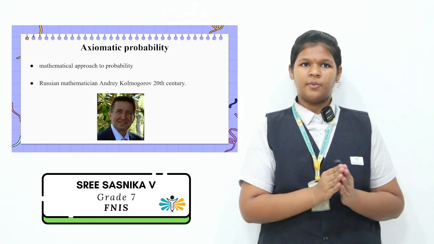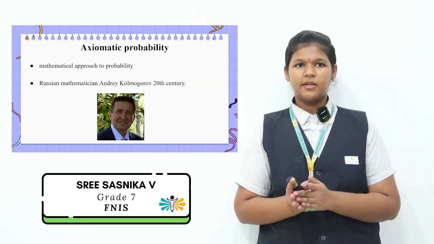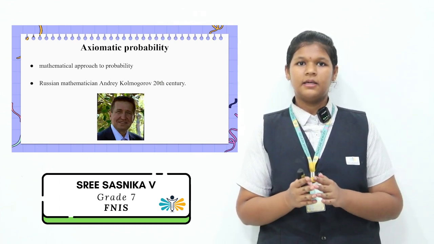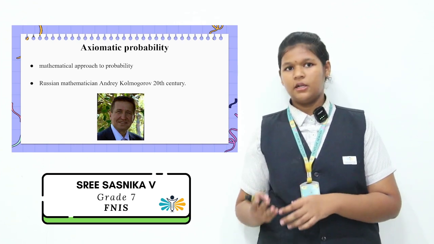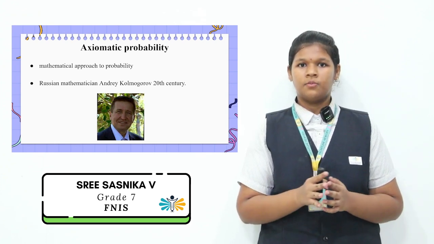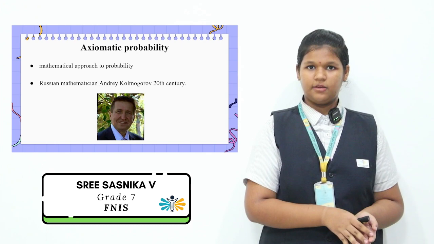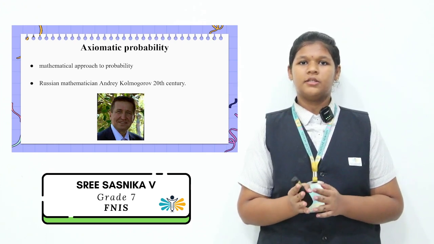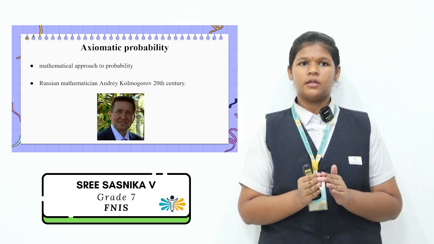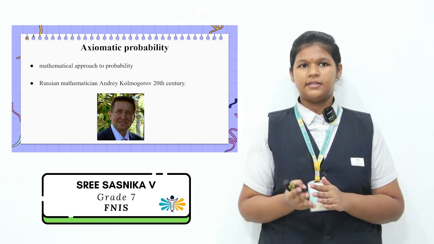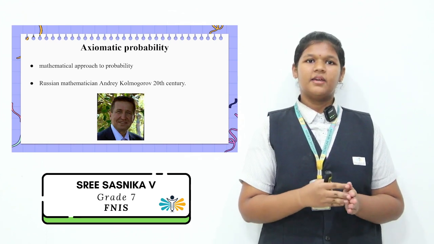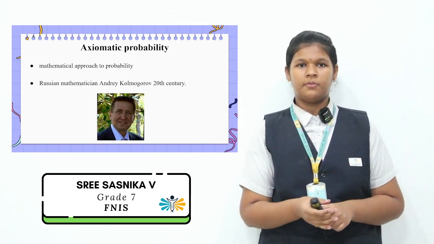Let's see about axiomatic probability. Axiomatic probability is a mathematical approach to probability that has a set of axioms and fundamental concepts. This was introduced by a Russian mathematician, Andrei Kolmogorov, in the early 20th century. For example, for axiomatic probability, take a coin. In a coin, as I told before, it has heads and tails. With that, we will substitute the values and we can get the axiomatic probability.